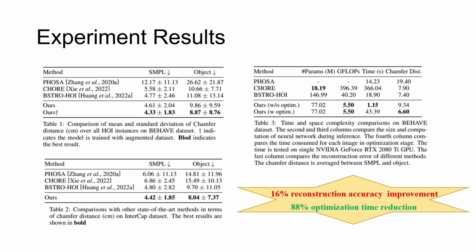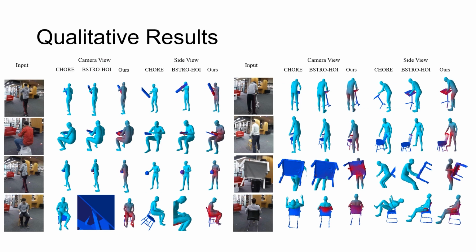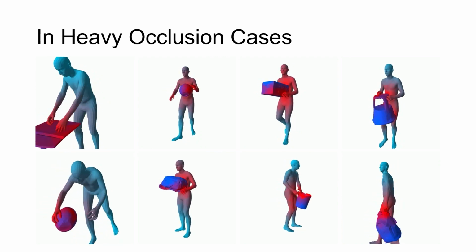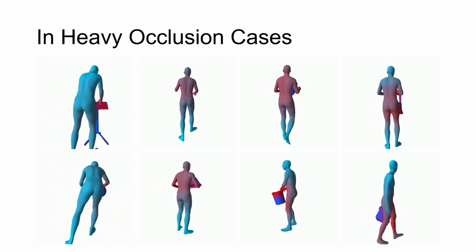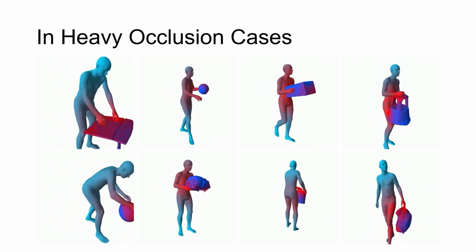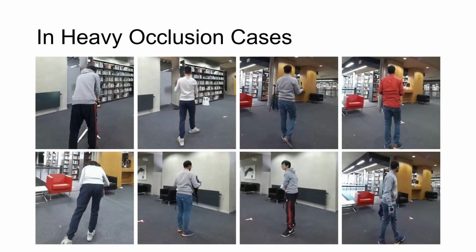In these two datasets, we outperform previous methods. It is noteworthy that our method outperforms CHORE by 16% in terms of reconstruction accuracy, with a reduction of over 88% in time consumed during the optimization stage. We compare our method against CHORE and BSTRO-HOI qualitatively for heavy occlusion cases in this figure. In some cases, the state-of-the-art method fails, but our method can still produce plausible results. Our method can deal with heavy occlusion cases. From these cases, we can see that when objects are heavily occluded by humans or some human body parts are heavily occluded by objects, our method can still draw hints from visible human body parts or objects to guess the potential position of the object or potential human body pose by means of the HO offset.